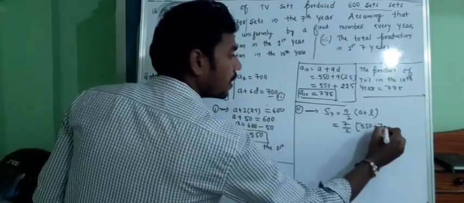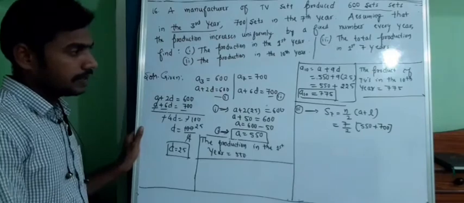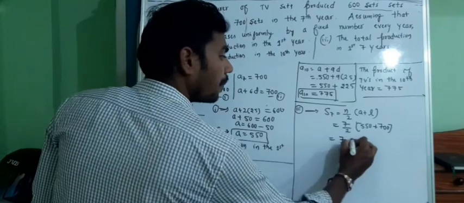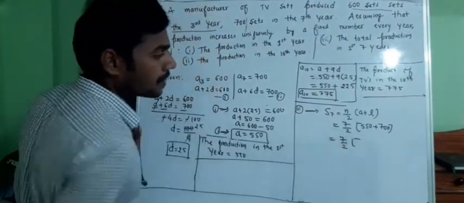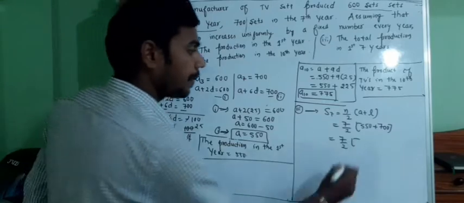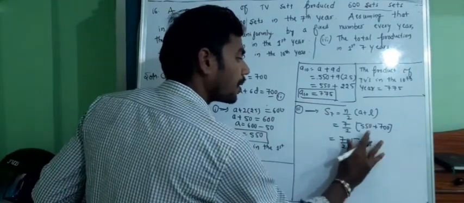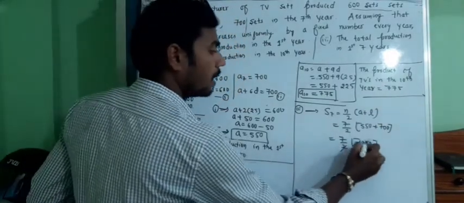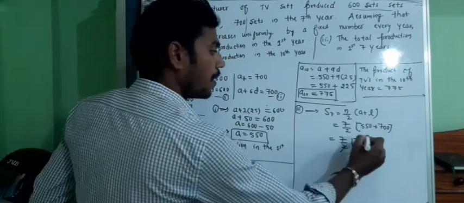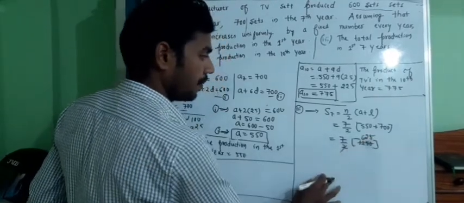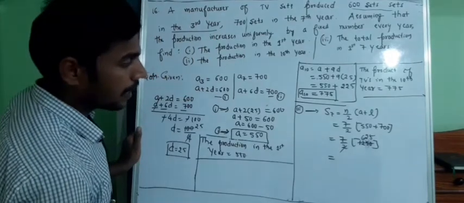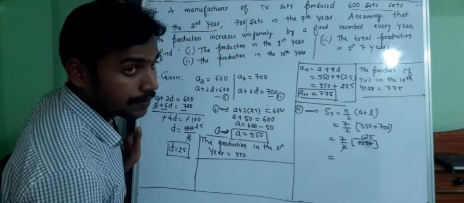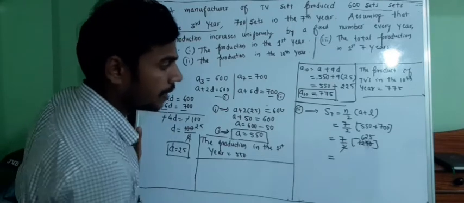Because the last year is the 7th year and we know the 7th year's production. So 7 by 2. So 550 plus 700 is nothing but 1250. Divided by 2 means 2 1s are 2, 2 6s are 12, 2 2s are 4, 2 5s are 10. Now 625 multiplied by 7. Okay. 600 into 7. 4200.